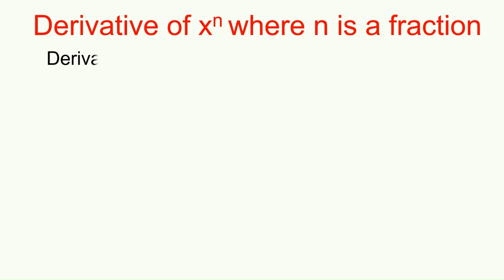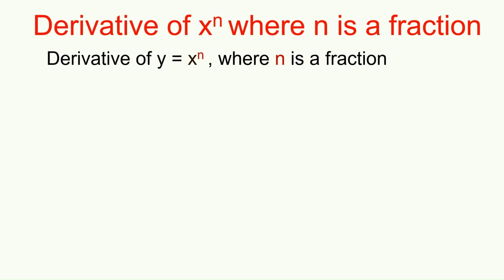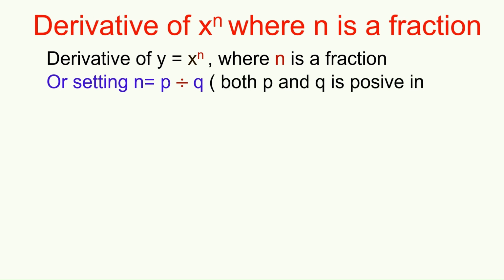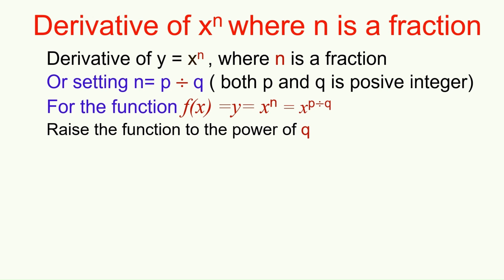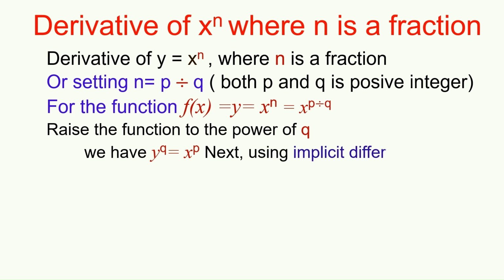Derivative of x to the power of n where n is a fraction. Derivative of y equals x to the power of n where n is a fraction, setting n equals p divided by q, where both p and q are positive integers. For the function f(x) equals y equals x to the power of n equals x to the power of p divided by q. Note we raise the whole function to the power of q. We have y to the power of q equals x to the power of p.